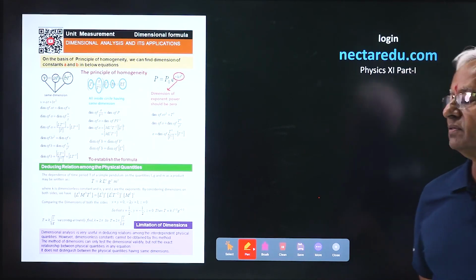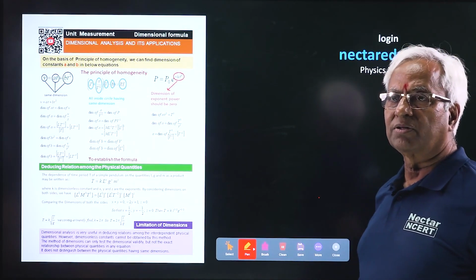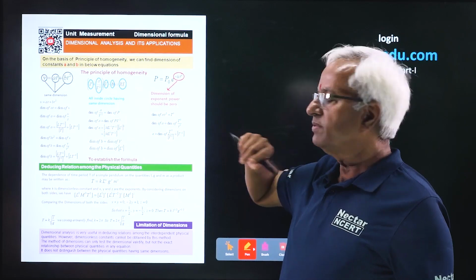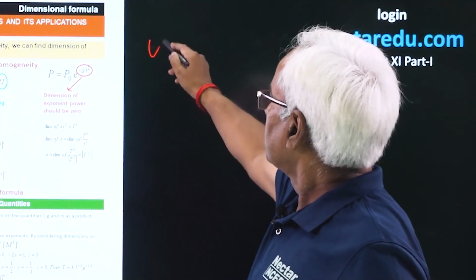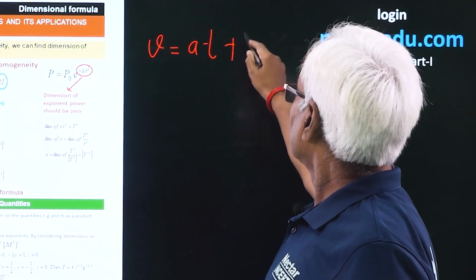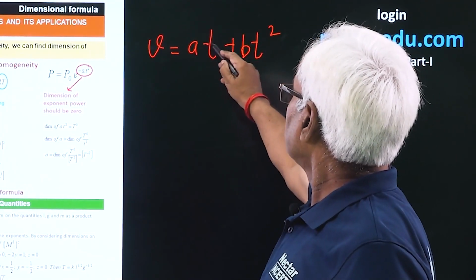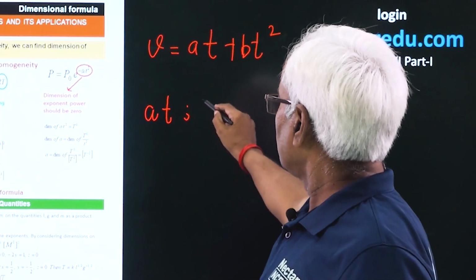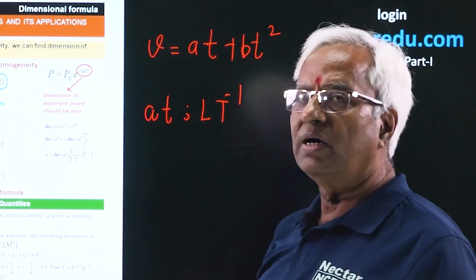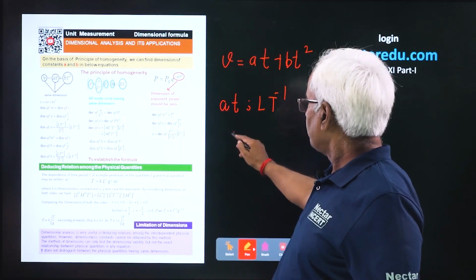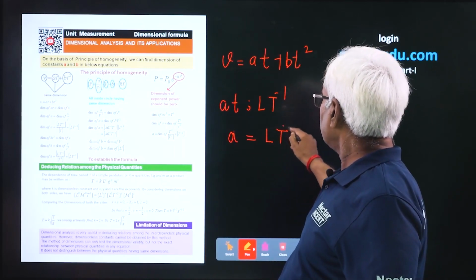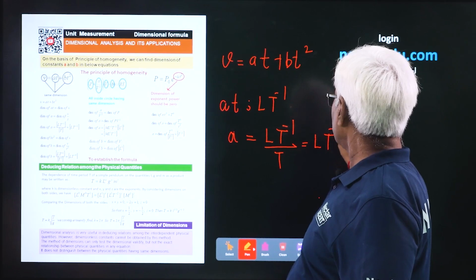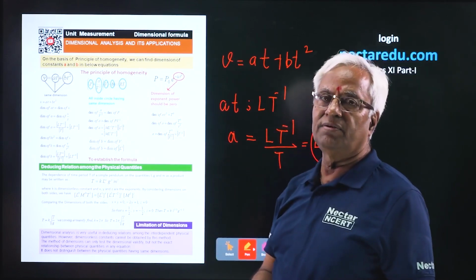To find the dimension of given quantities in a given expression, here are some basic examples. The first one: v equals at plus bt square. T is for time, v is velocity. You see, at will have the same dimension as velocity, that is LT^-1. So the dimension of a is going to be LT^-1 upon this time, that is T, which becomes LT^-2, the dimension of a.